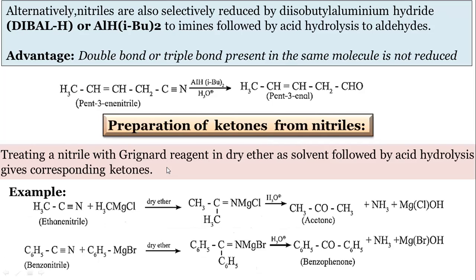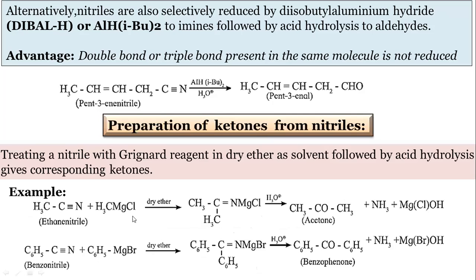So for the preparation of ketones, we have to use the Grignard reagent. Directly we will take one example here. See the ethane nitrile. Ethane nitrile plus CH3MgBr, or we can take CH3MgCl. This is a Grignard reagent. You know how this Grignard reagent is prepared.